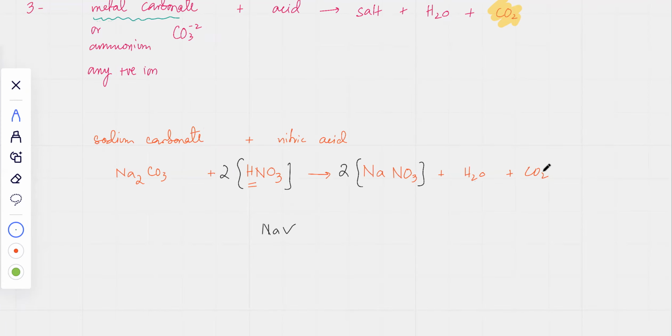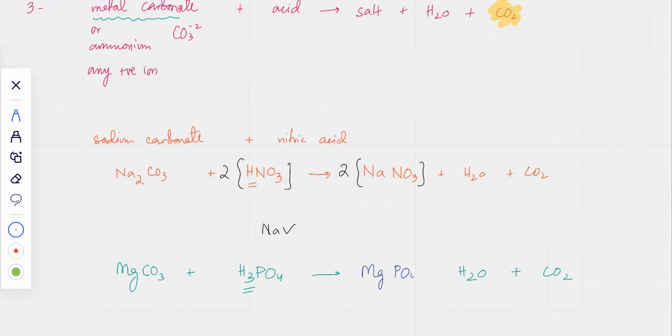Let's say I've got magnesium carbonate, which is Mg2+ and CO3 2-. I'm going to react it with phosphoric acid, that's H3PO4. So it's going to produce salt, a water molecule, and carbon dioxide. What would be the salt? What would the H get replaced with? It's magnesium, so it's going to be Mg and PO4.